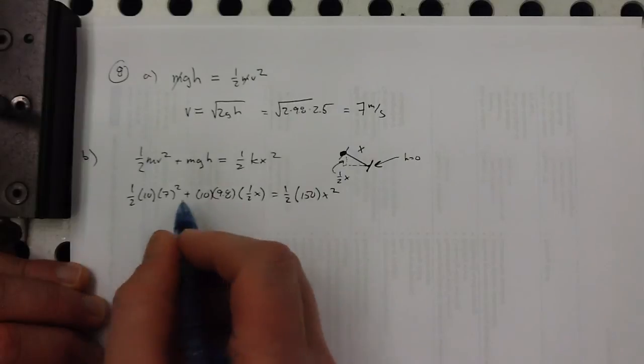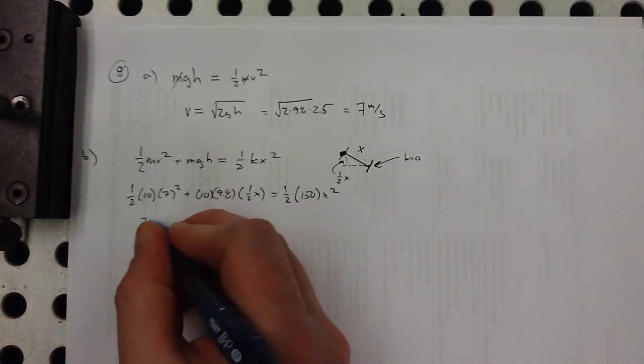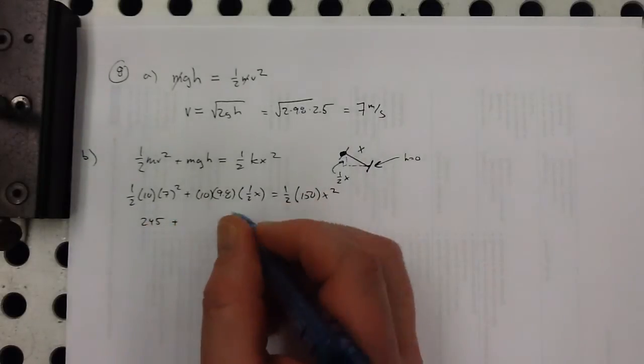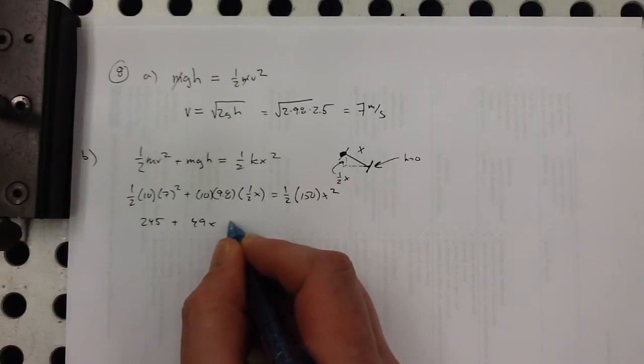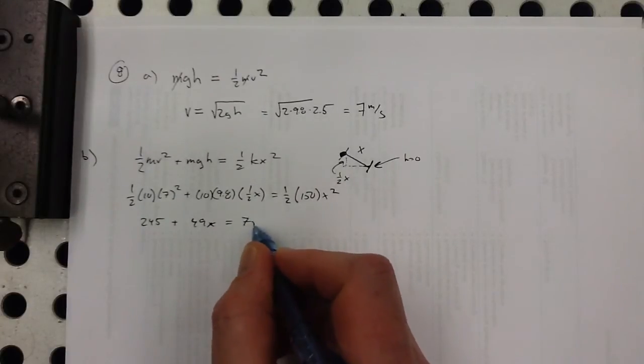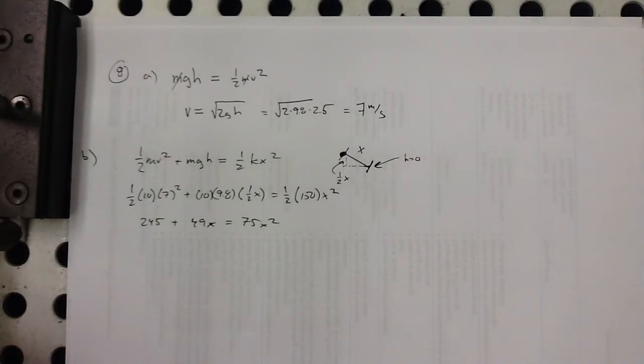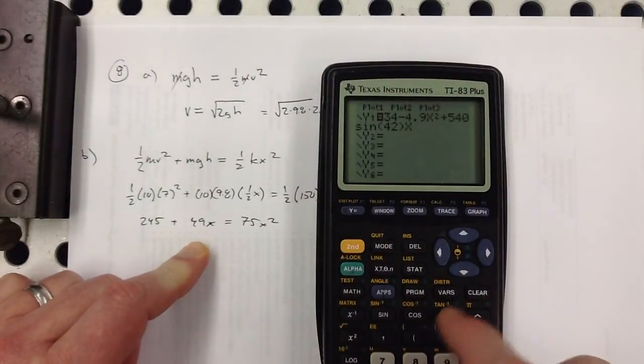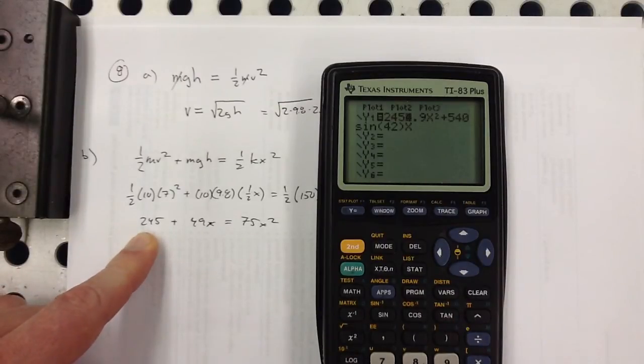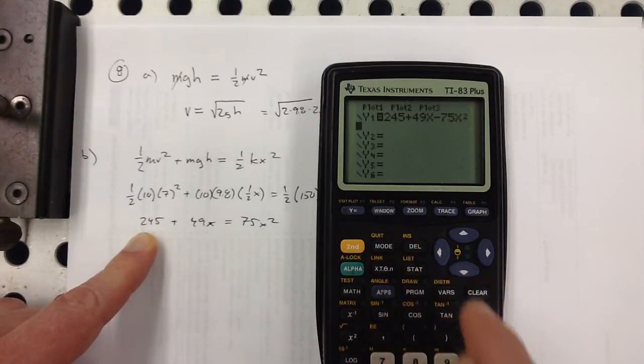So let's clean this up. 49 times 5 is 245, I think, plus 49x equals 75x squared. I hope I didn't make any mistakes there. That's right. Okay, so that looks good. So I'm going to go ahead and graph that. So 245 plus 49x minus 75x squared. Get rid of the rest of that garbage.